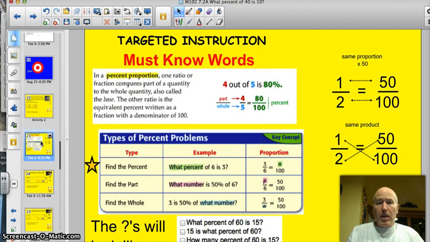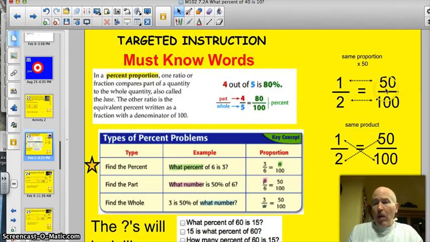First of all, what we're doing here is a percent proportion. And in a percent proportion, on one side you have a fraction or a ratio like 4 to 5 or 4 out of 5. And on the other side, you have an equivalent percent. 4 out of 5 is equal to 80%. Let's just check that. Remember my little trick going diagonally? 4 times 100 is 400. 5 times 80, it's 400. Therefore, we know that those are equal fractions.